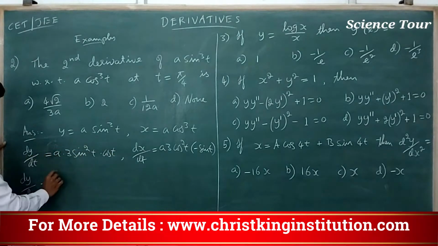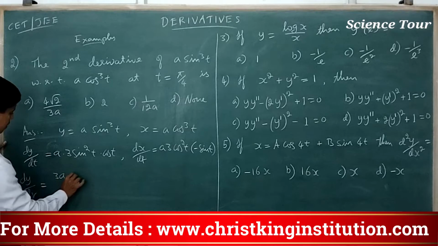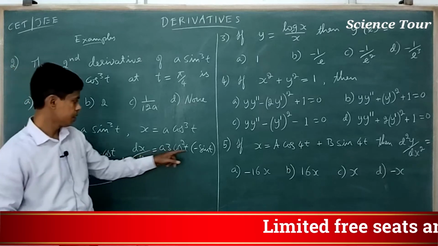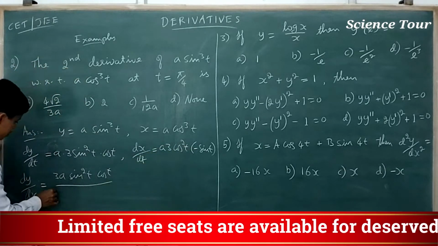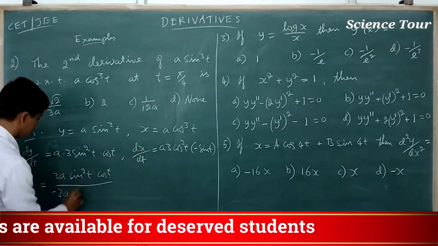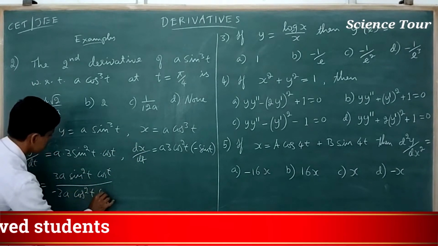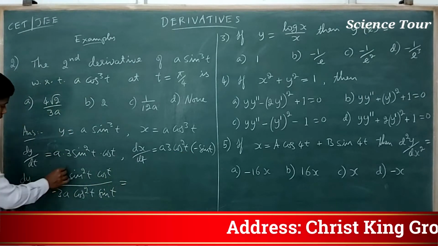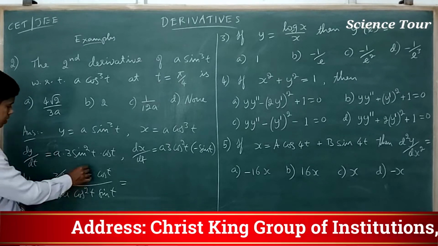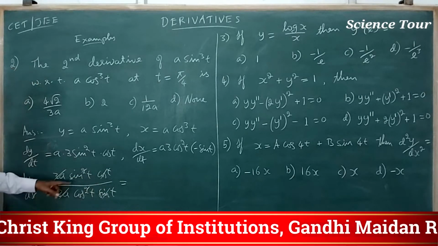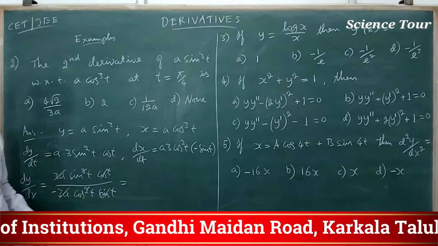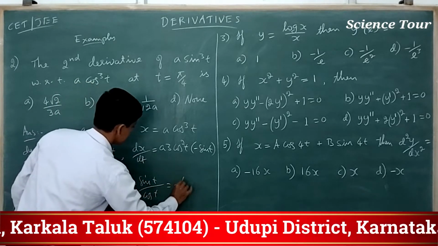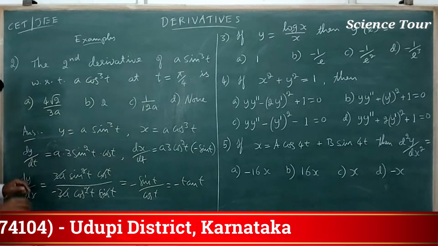Now let us find dy by dx. So dy by dt, which is 3a sine square t into cos t, divided by dx by dt, which is minus 3a cos square t into sine t. Now cancel out 3a, sine also gets cancelled, cos also, and what remains finally is minus sine by cos. So minus sine by cos is tan, so minus tan t is dy by dx.